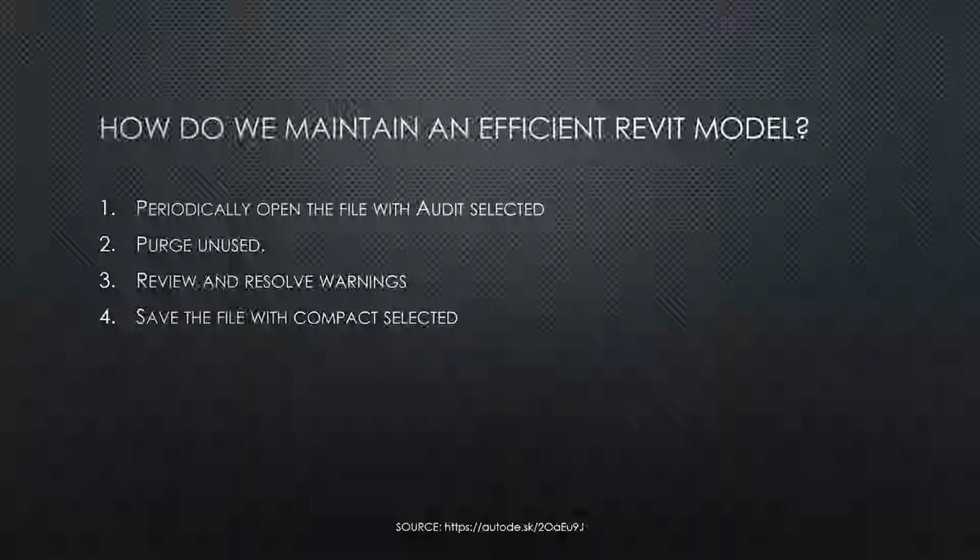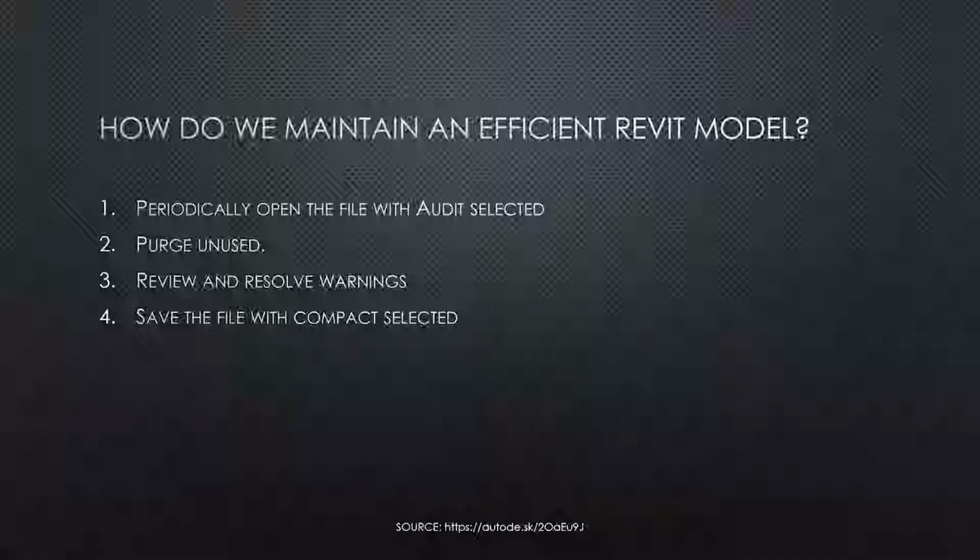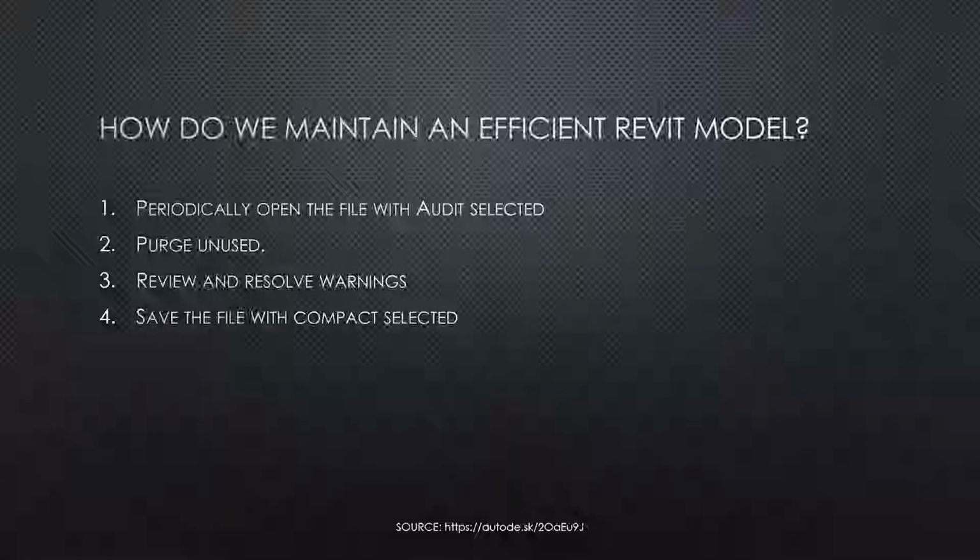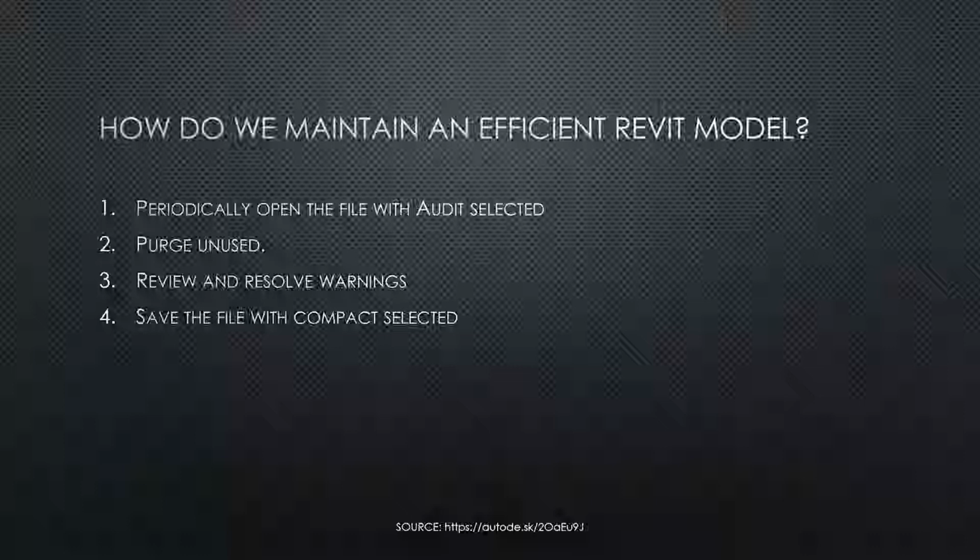What I've done is I've taken these top 4 points directly from Autodesk's website. Starting at number 1, audit the model periodically. If the file is work shared, it's best practice to also detach from central when auditing. My understanding is this helps clear out some of the cached files that you accumulate while syncing to central. Number 2, purge unused. This gets rid of unused families, line styles, and text styles.